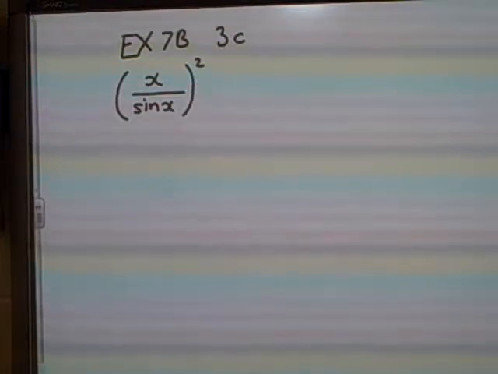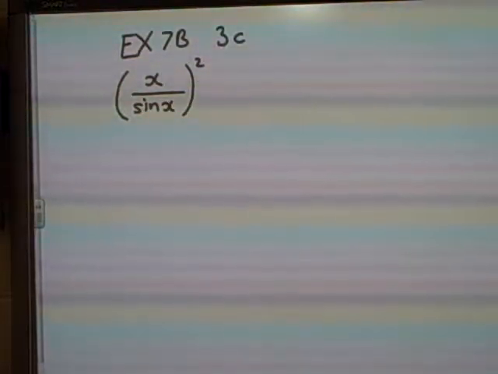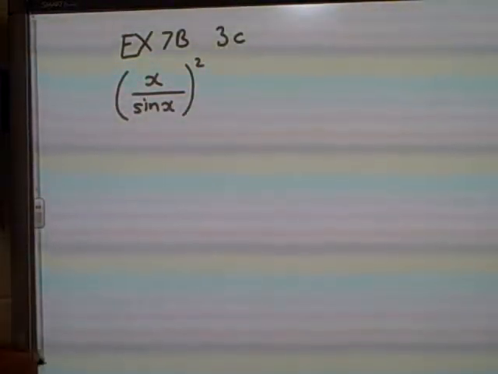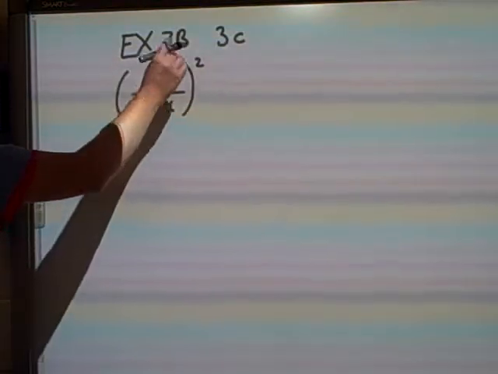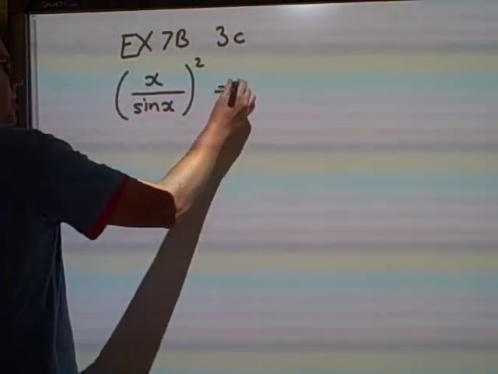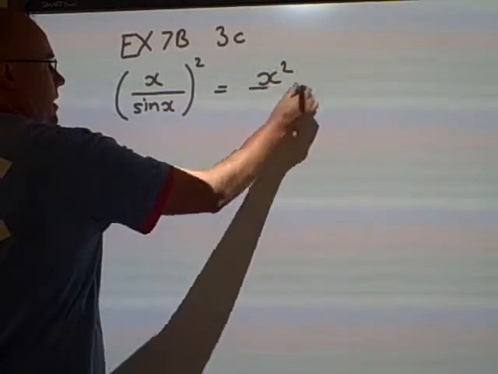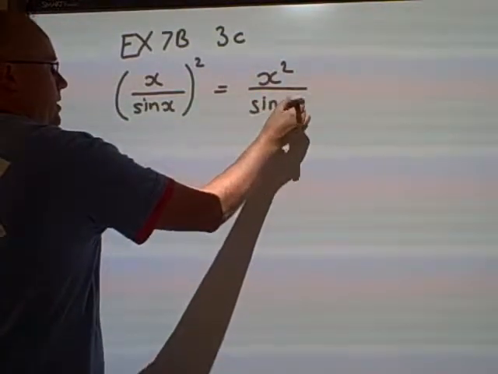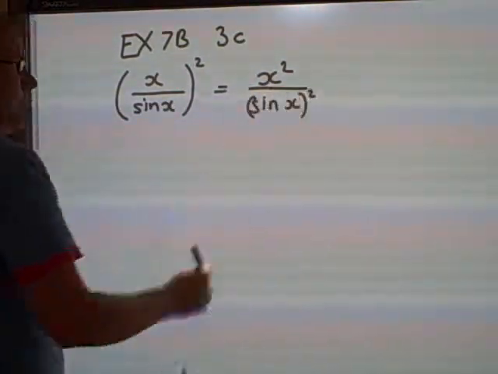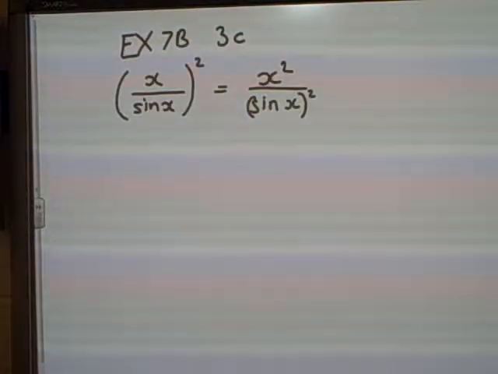So we're looking at exercise 7B. This is the quotient rule. Now there's a couple of different ways we can do this question. So first of all, we can start by squaring each term inside here in parentheses. So in other words, x squared over sine squared x, which I'm going to write like this because we're going to do the chain rule in a second.